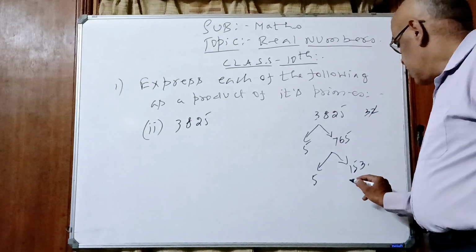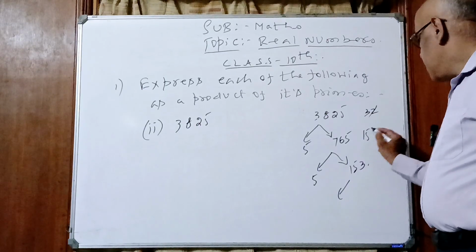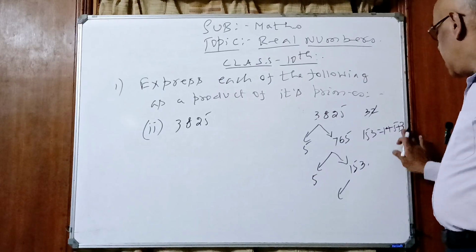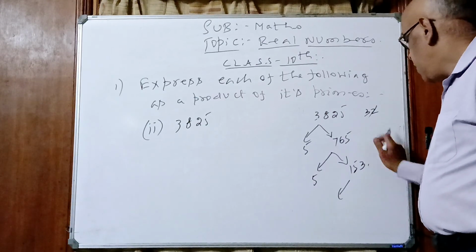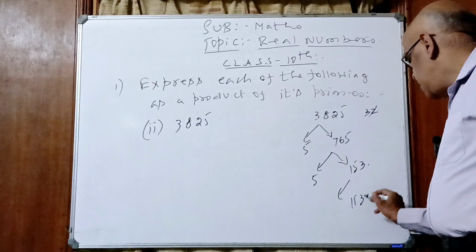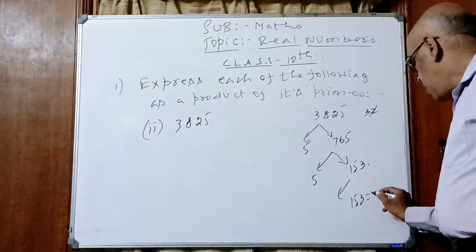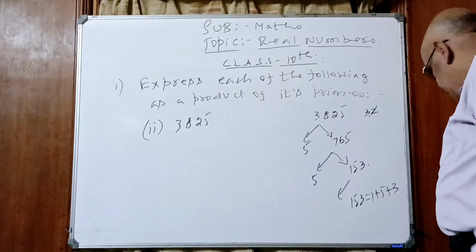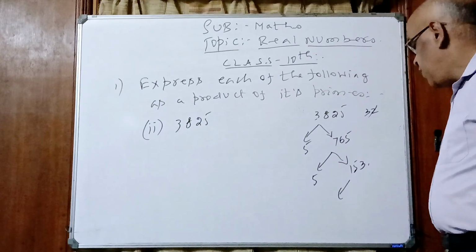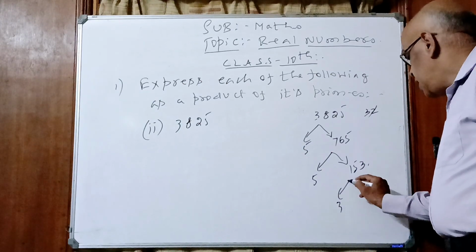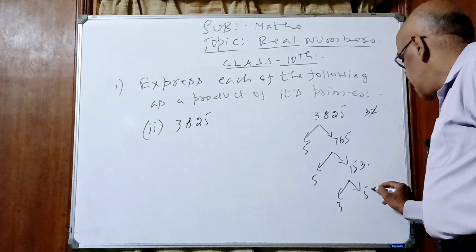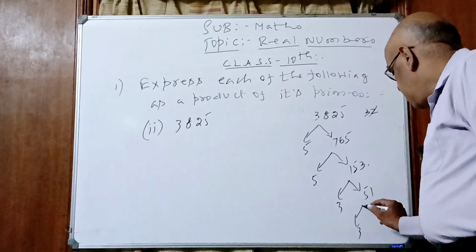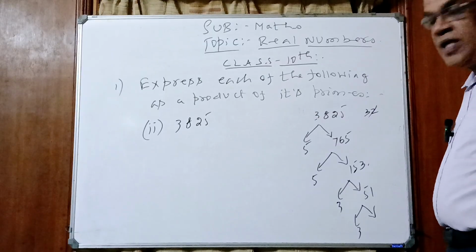Now which number? See, children, 153. Add all the digits. What do we get? 1 plus 5 plus 3. Add all 3 digits. 5 plus 1, 6 plus 3, 9. 9 is divisible by 3, means 153 is divisible by 3. Again 5 plus 1, 6, divisible by 3. See, what is that? Divisibility rule, what you studied in lower class.